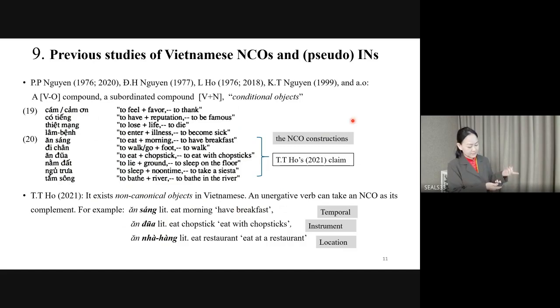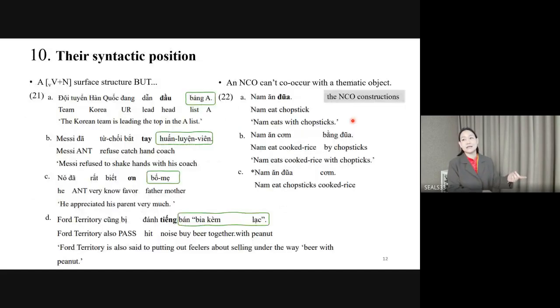So based on that, I will show that in their syntactic position, you can see two examples here. In Vietnamese, they also appear on the surface as a nominal expression. A nominal expression can follow the verb.